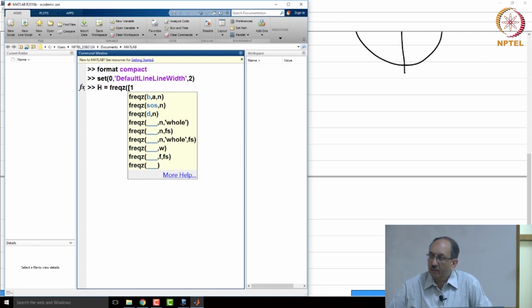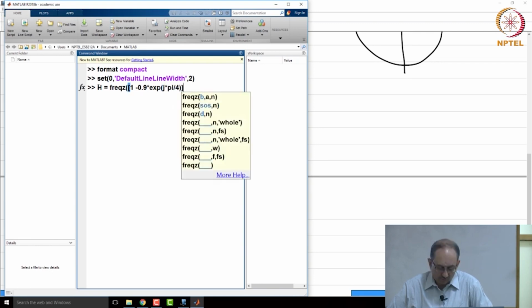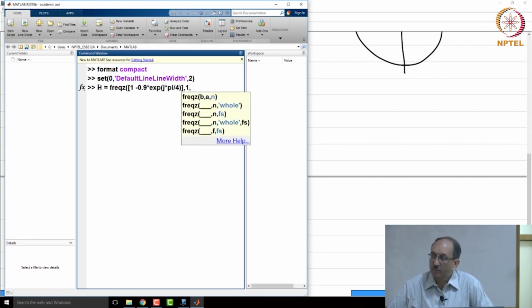B is the numerator coefficient. Let me take the radius to be 0.9. So, 1 minus 0.9 z inverse is the numerator polynomial, because I have taken r to be 0.9, and then I can make the angle to be pi by 4. So, j times pi by 4. So, this is the numerator polynomial. Denominator polynomial is 1, and then I am going to evaluate this at 2000 points.